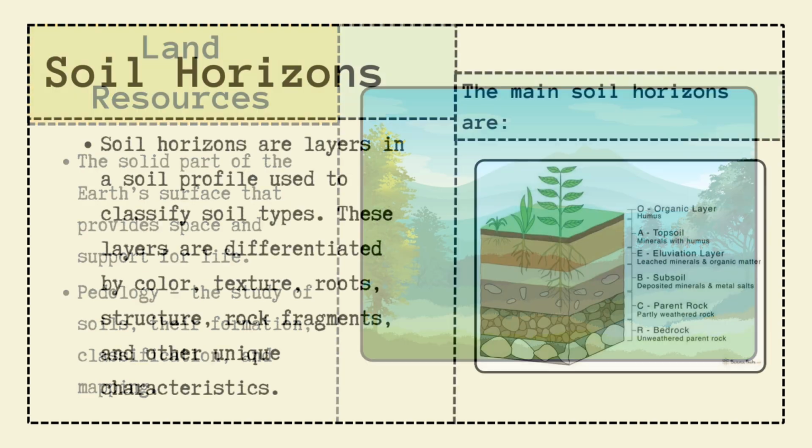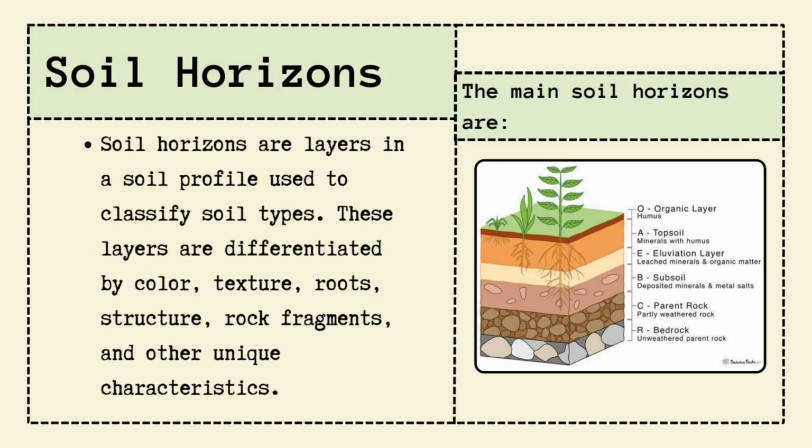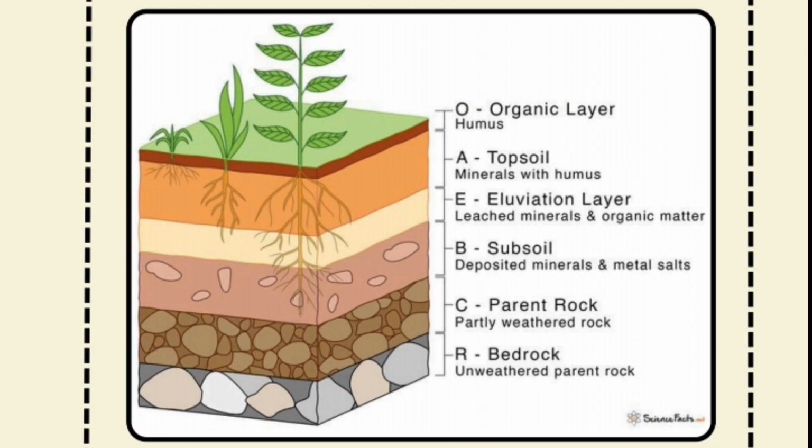Our next topic is soil horizons. The soil horizons are the layers in a soil profile used to classify soil types. These layers are differentiated by colors, textures, roots, structures, rock fragments, and other unique characteristics. There are main soil horizons: O horizon means organic layer, A horizon means topsoil, E horizon means eluviation layer, B horizon means subsoil, C horizon means parent rock, and R horizon means bedrock.